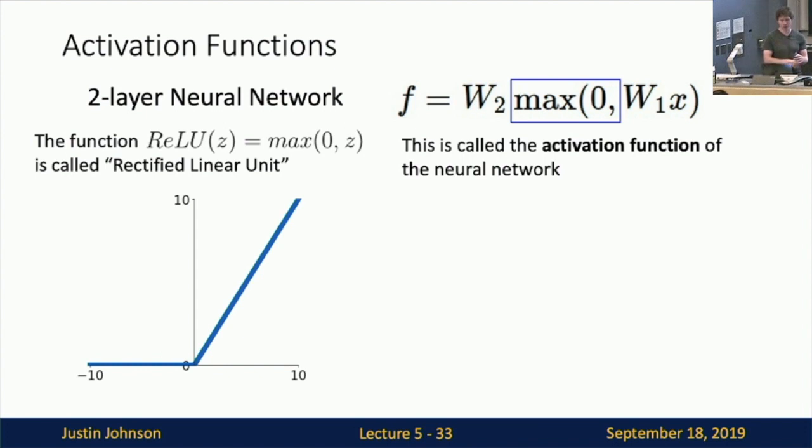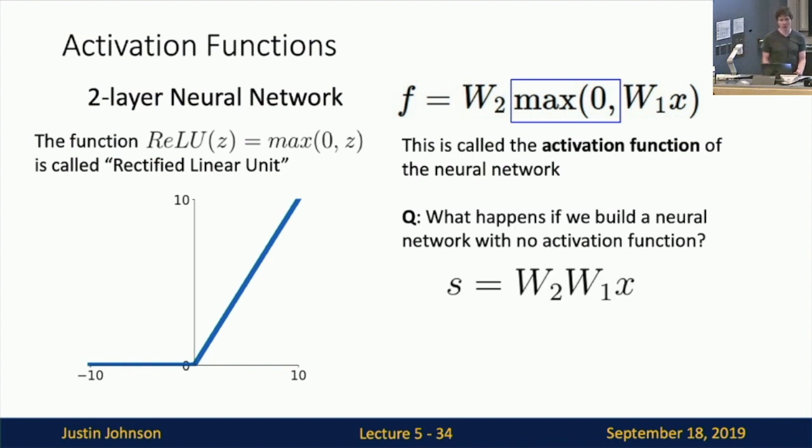You can see that if the argument is positive, it does nothing. If the argument is negative, we return 0 instead. And this function we imagine as being sandwiched in between our two learnable weight matrices in the neural network. And this function is called the activation function of the neural network. And it's actually completely critical to the functioning of the neural network.